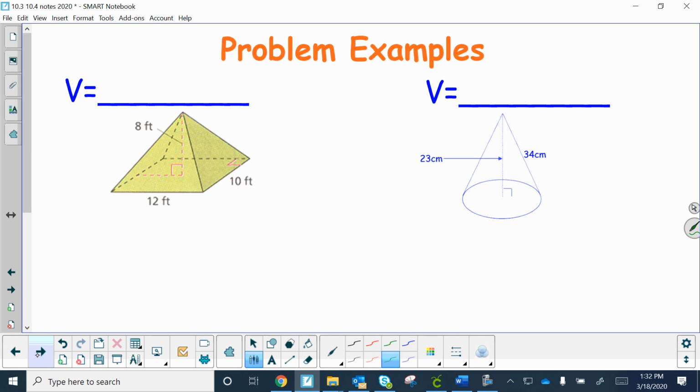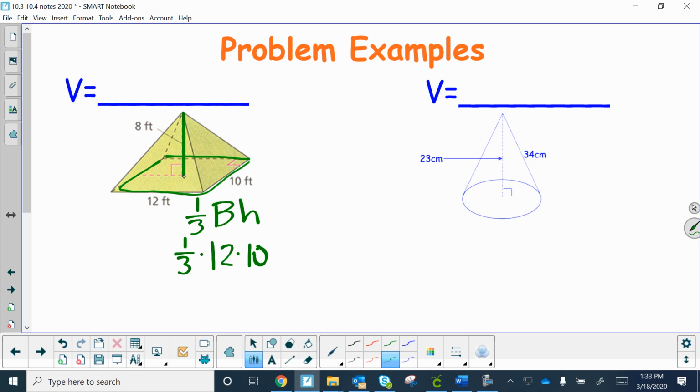This first one, we have a pyramid, okay, and the base is a rectangle. It looks like a square, but it's a rectangle because we have 12 and 10 as the length and the width. So first thing I want to do is write down 1/3 capital B times H. So 1/3 times the area of the base. Remember, the base is a rectangle, so it's simply 12 times 10. And then times the height, which they simply gave us too, which is an 8.